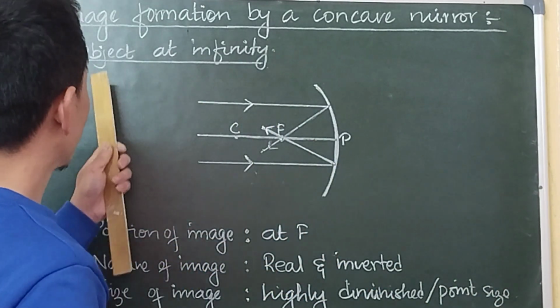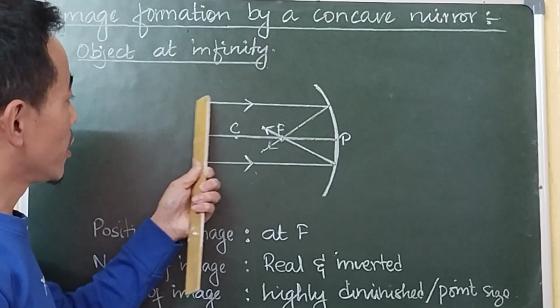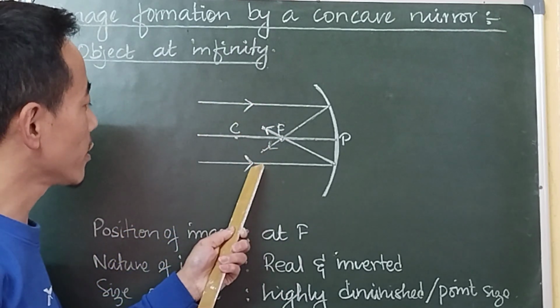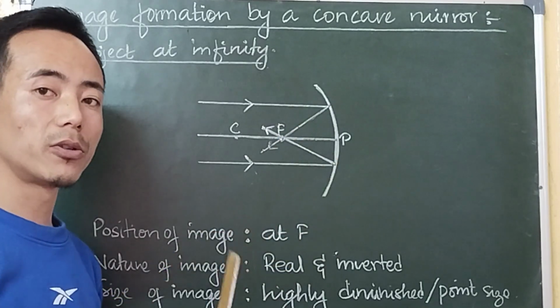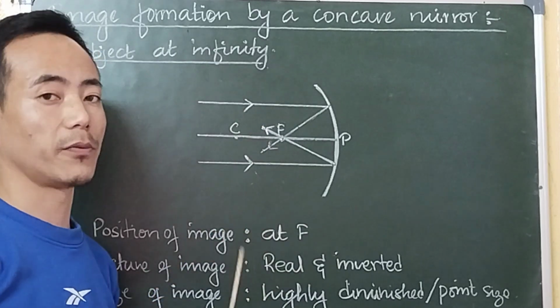So whenever our object is at infinity, object at infinity means incident rays will be parallel with the principal axis. So we need to draw 2 incident rays. After reflection, the incident rays will pass through the focus according to rule number 1, and wherever the reflected rays are intersecting, image is formed.